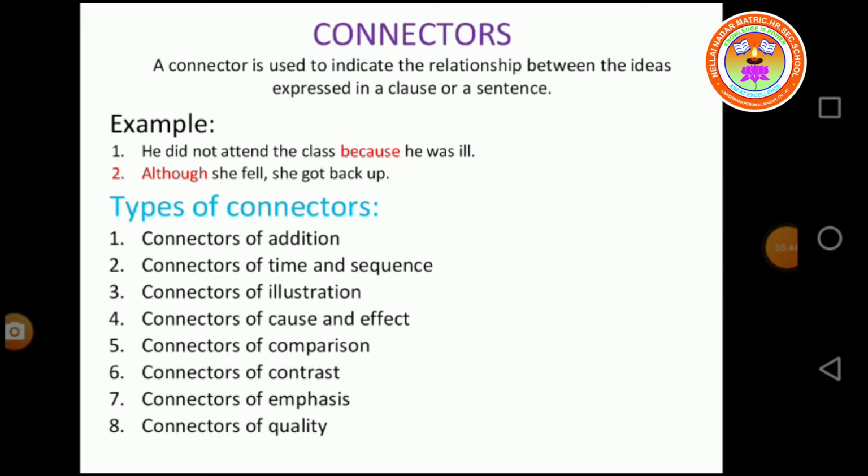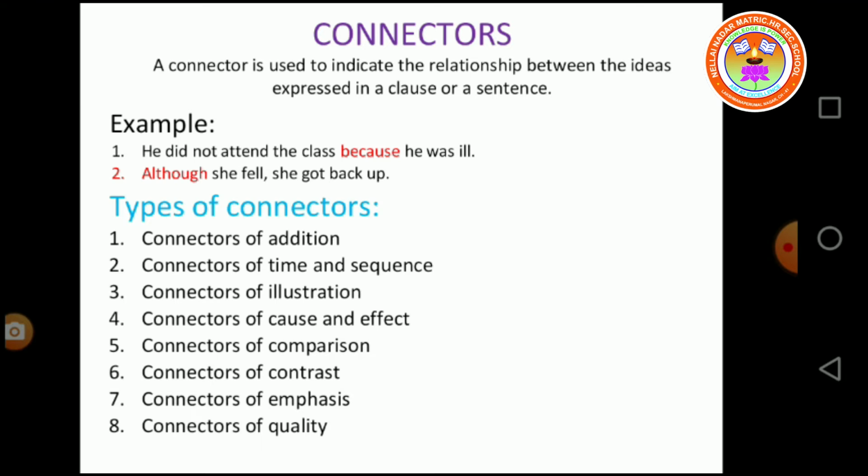Now, coming back to connectors, I've already told you that connectors are nothing but conjunctions. Now, let us see the definition of connector. A connector is used to indicate the relationship between the ideas expressed in a clause or a sentence. So, what is the role of connector? It connects or indicates the relationship between the ideas expressed in a clause or in a sentence.